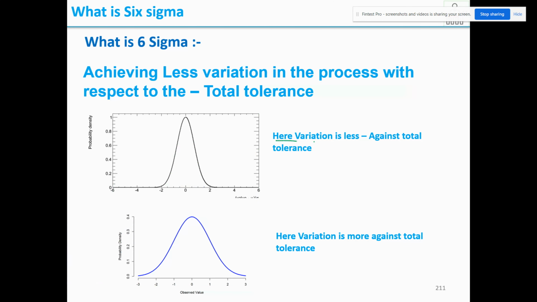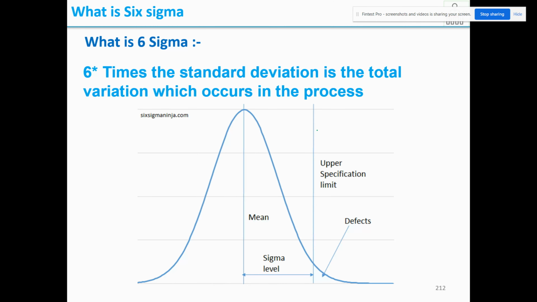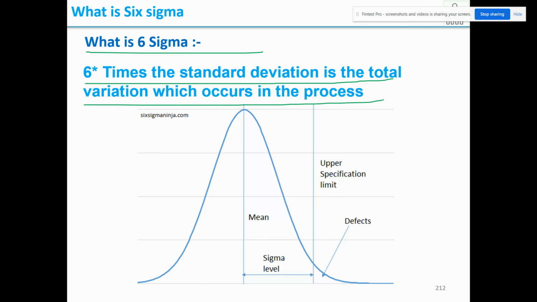Now let us see. Here variation is less against the total tolerance. Here variation is more against the total tolerance. So what is Six Sigma? 6 times the standard deviation is the total variation that occurs in the process. So the sample variation that we found out, we multiply by 6 times as we discussed. So that is the total variation or the actual variation in the process.